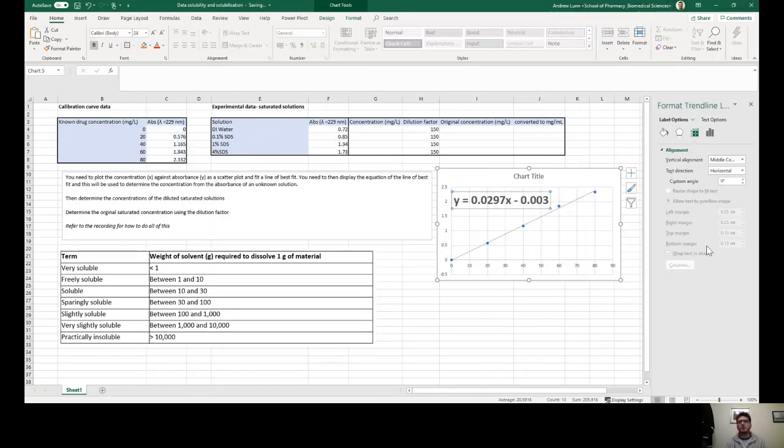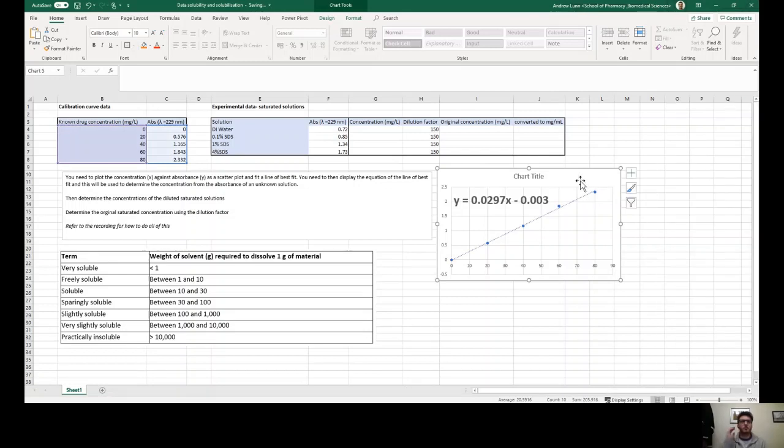We can also get it to show the R² value, which is a measure of how good a fit this is. I'm not going to put that up because you don't need to worry about it, but you would if you were unsure as to how good a line of best fit that was. So we can see here that Y, so the absorbance, equals 0.0297 times X, the concentration, minus 0.003.